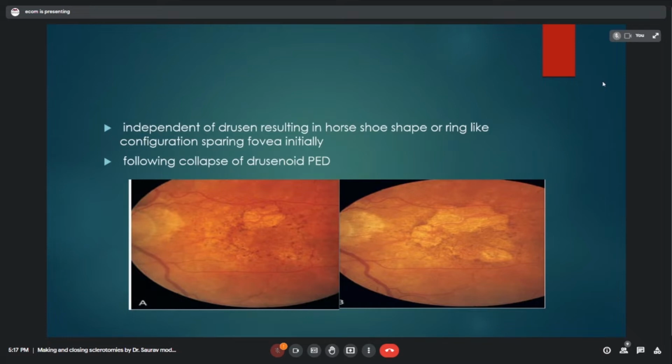The geographic atrophy may form independent of the drusen, which can result in a horseshoe shape or ring-like configuration, initially sparing the fovea. Now, this diagram shows the geographic atrophy independent of the drusen, and as time progresses, this geographic atrophy, sparing the foveal center, spreads in a horseshoe shape or ring manner. The geographic atrophy can also form after collapse of a drusenoid pigment epithelial detachment.